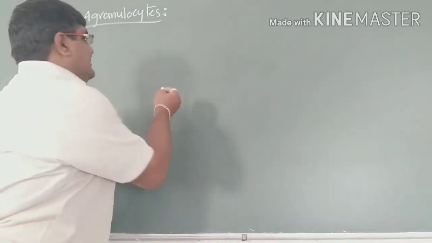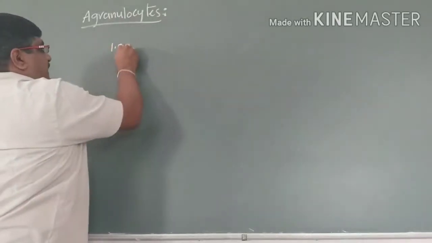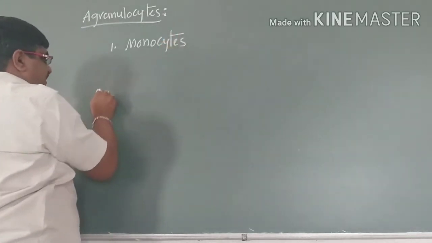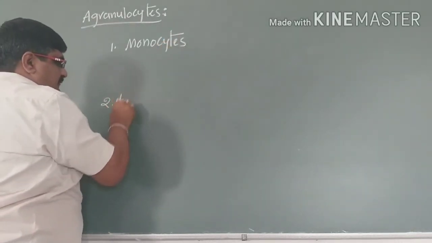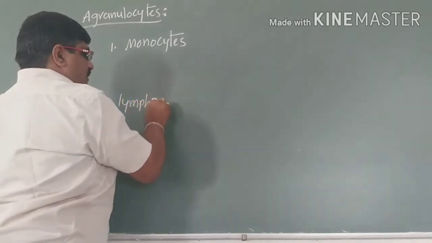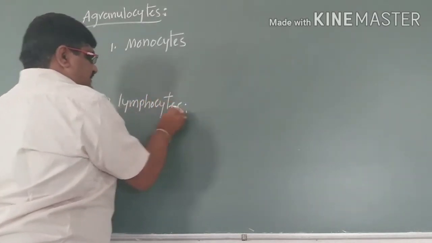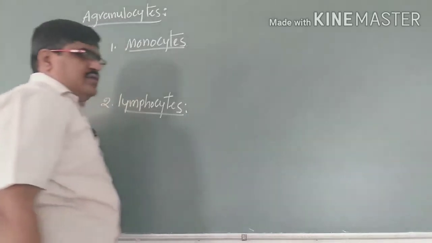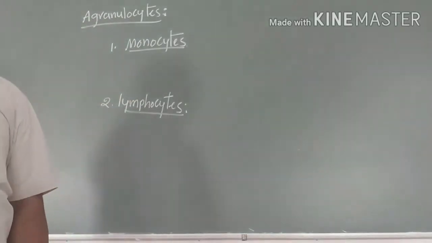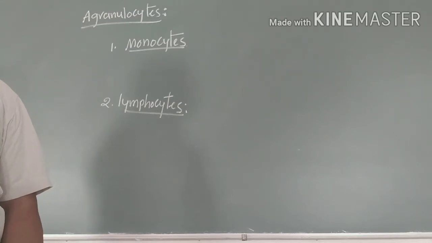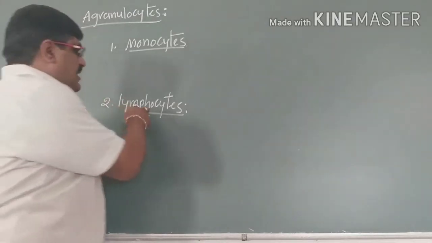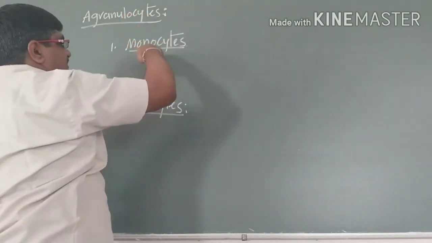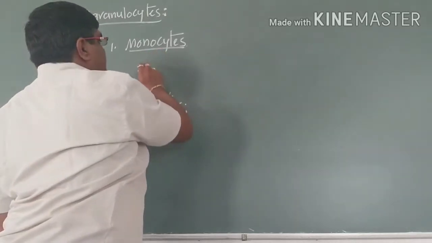Here there are two types of agranulocytes. One is monocytes, and the second one is lymphocytes. These monocytes and lymphocytes are agranulocytes because the granules in the cytoplasm of the WBC are absent, so we call them agranulocytes.